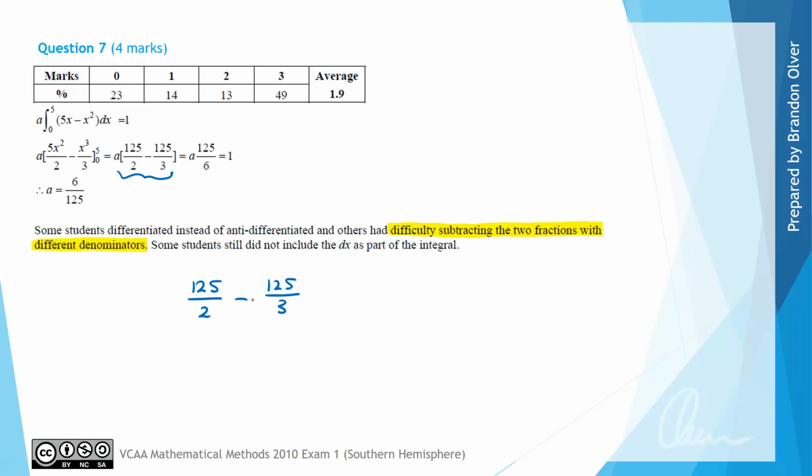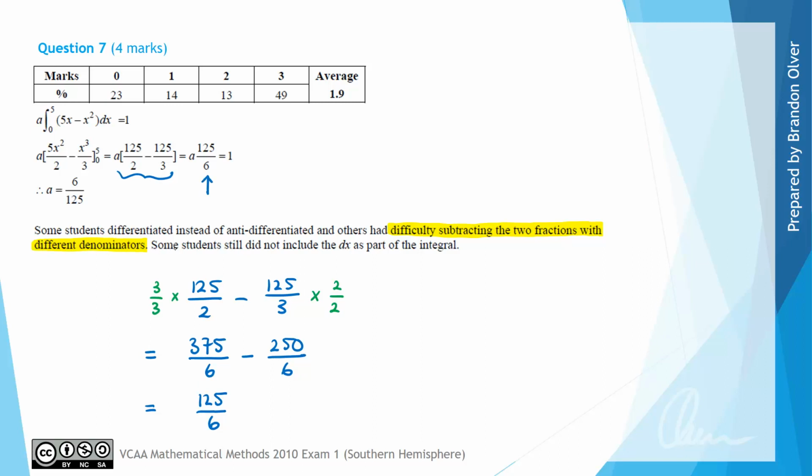Now to perform subtraction with fractions we need a common denominator. So I'm going to multiply this fraction by 2 over 2 and this fraction by 3 over 3, and that will give a common denominator of 6. So this can be written as 3 times 125 is 375, all divided by 6, subtract 125 times 2 is 250, divided by 6. When you now subtract those, we have a common denominator, which gives 125 on 6. And that was the value we saw on the previous slide.